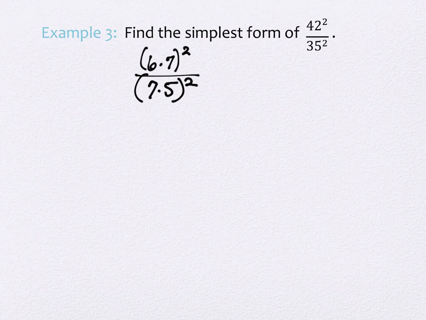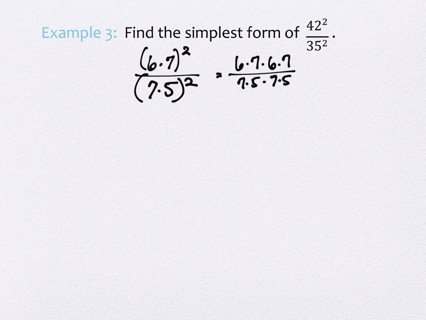Okay? Now, what does squaring mean? We're going to talk more about powers in section 3, but what does it mean if you square something? It means it times itself, right? So you'd have 6 times 7 times 6 times 7. And you'd have 7 times 5 times 7 times 5.